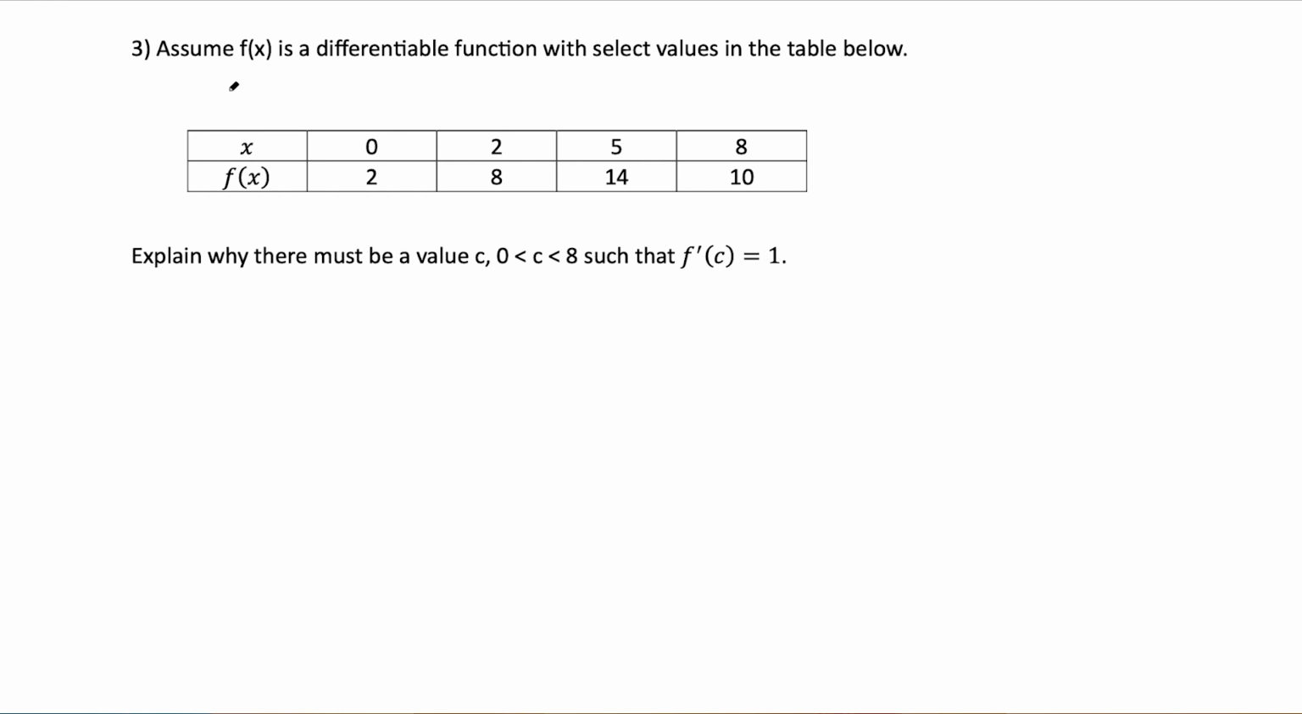Question 3, we have assume f of x is a differentiable function with select values in the table below. And here's our table of values. And we have to explain why there must be a value c, where c is between 0 and 8, such that f prime of c is equal to 1.